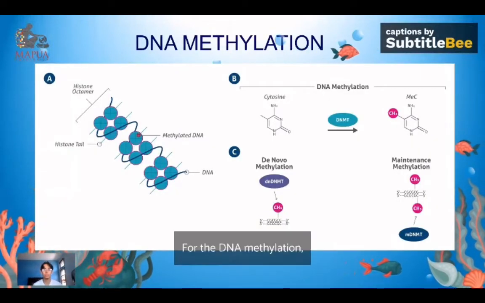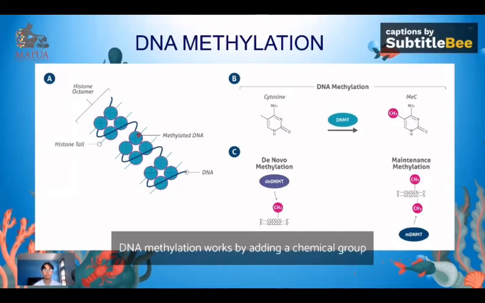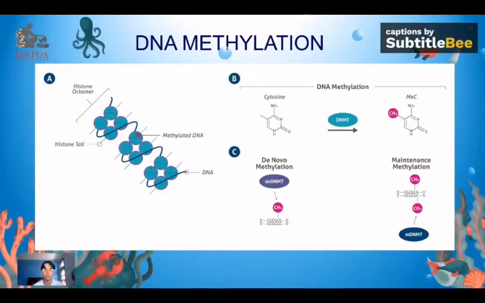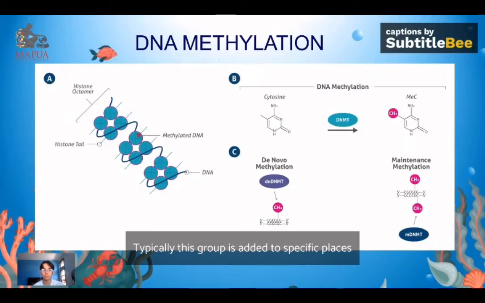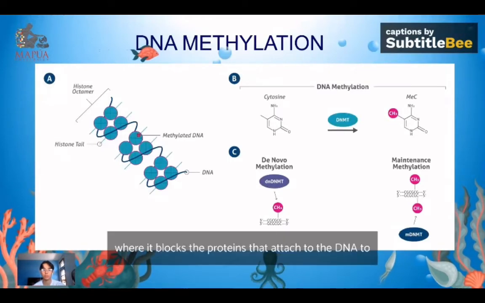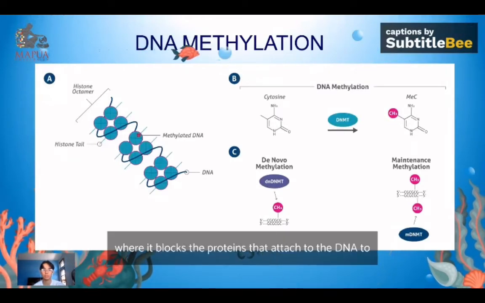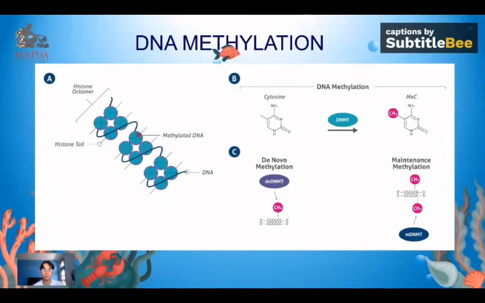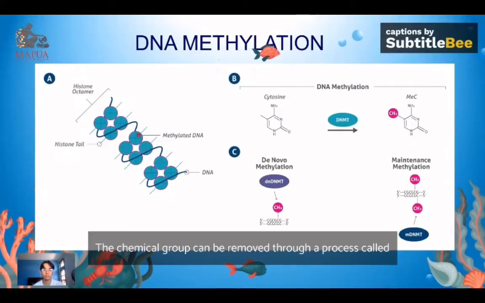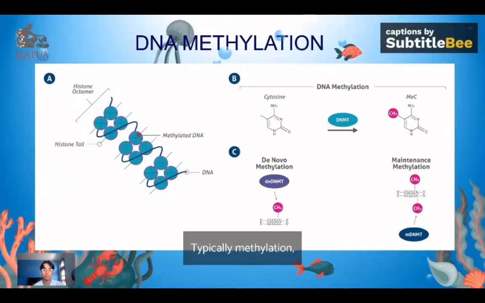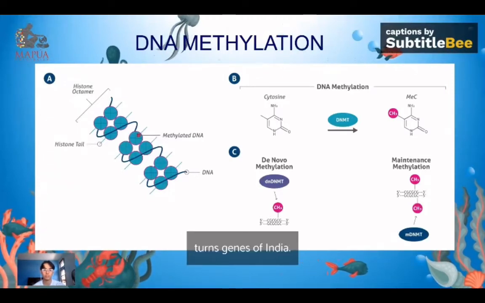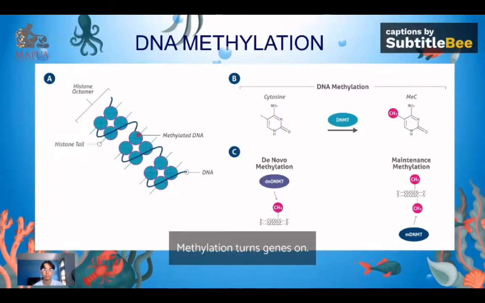For DNA methylation, it works by adding a chemical group to DNA. Typically, this group is added to specific places on the DNA, where it blocks the proteins that attach to the DNA to read the gene. The chemical group can be removed through a process called demethylation. Typically, methylation turns genes off and demethylation turns genes on.